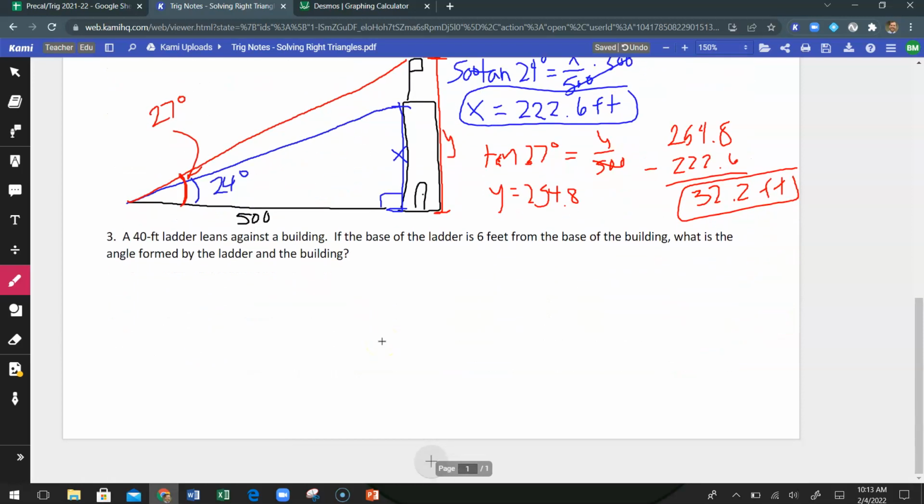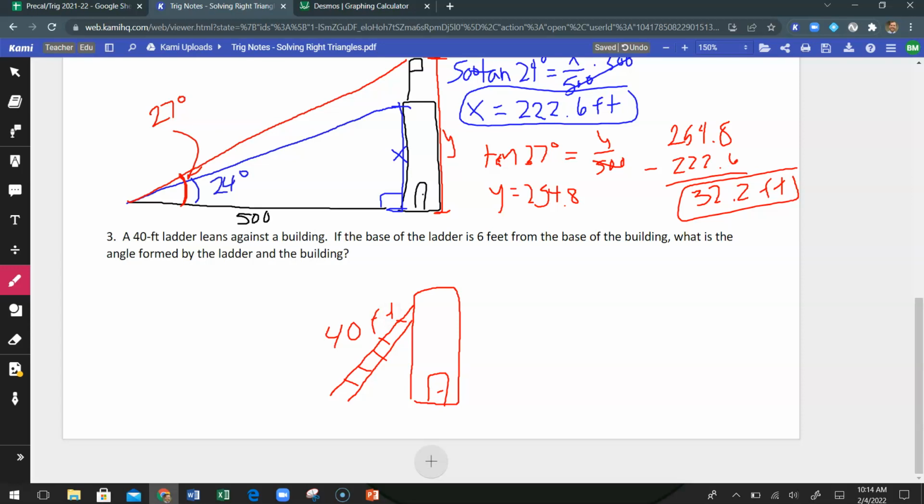Okay, last one. A 40-foot ladder leans against a building. If the base of the ladder is 6 feet from the base of the building, what is the angle formed by the ladder and the building? So this one's going to be a little bit different because I'm being asked to find an angle and not a side length. So I've got a building. I know that I have a 40-foot ladder that's leaning against this. So I'll even make it look like a ladder this time. That's 40 feet.